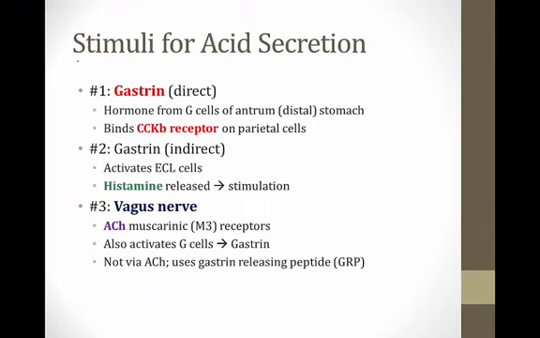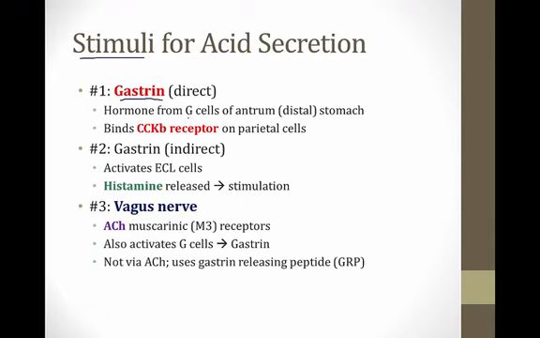It's very high yield for step one of the boards to know the physiology of acid secretion in the stomach. So let's start that discussion by going over the different stimuli for acid secretion from the parietal cells. The first stimulus for acid secretion is the hormone gastrin. It can directly activate the parietal cells to secrete hydrochloric acid.